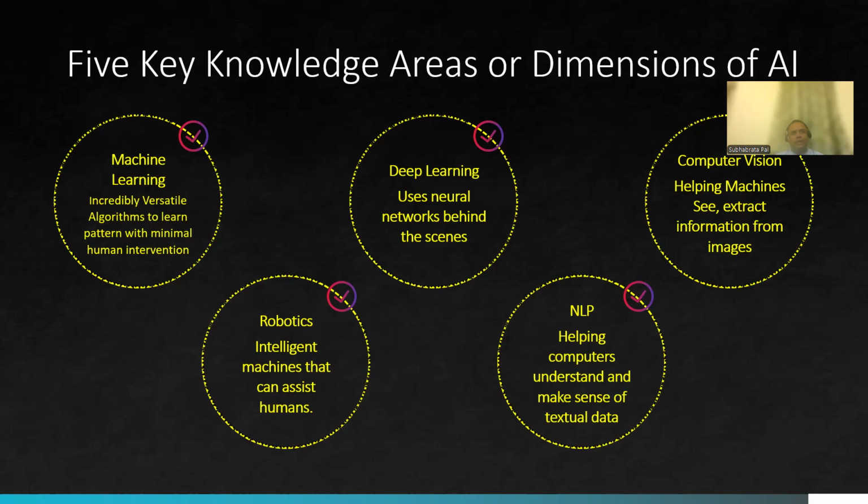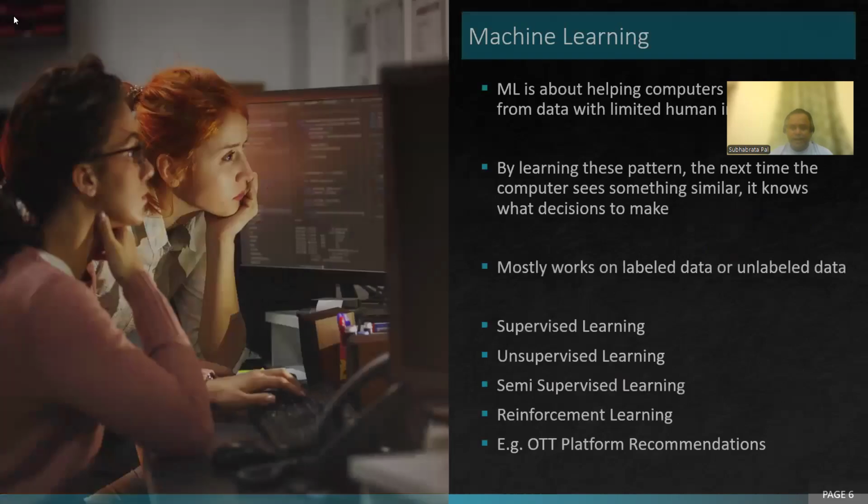Then robotics. These days the typical micro surgeries are done not by the human but by robotics. Of course, the initial instructions are fed to the robotics and it will take the actions accordingly. Remember, it is assisting the human. And last but not the least, it is NLP, natural language processing, helping the computer understand and make sense of textual data. Whenever you are speaking, giving instructions, it is hearing it out and processing it accordingly, following the instruction for you. So this is how we are looking at the different dimensions of AI.